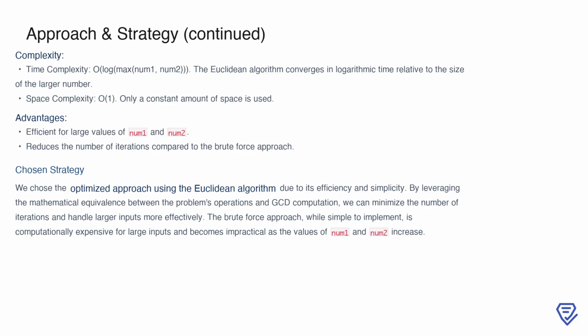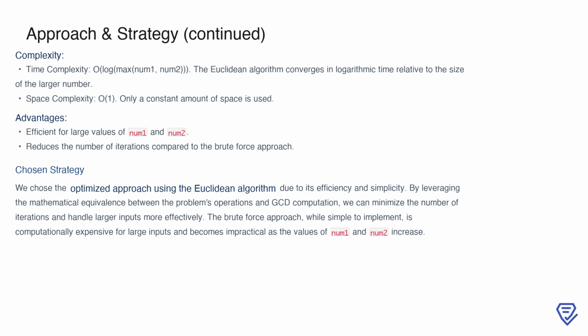Analyzing the optimized approach further, its time complexity is O(log(max(number1, number2))), as the Euclidean algorithm converges in logarithmic steps relative to the size of the larger number. The space complexity remains O(1), as it only requires a constant amount of extra space. This makes the method not only more efficient but also scalable for handling large input values.